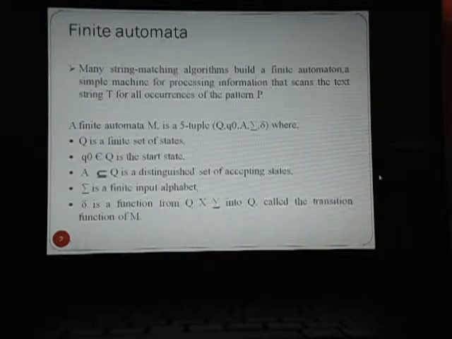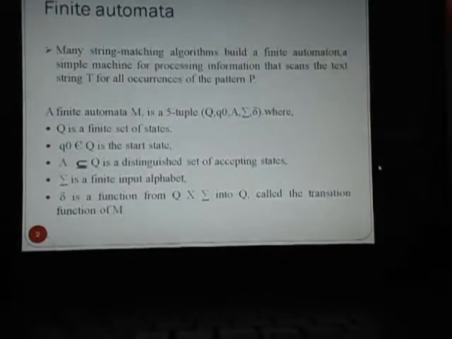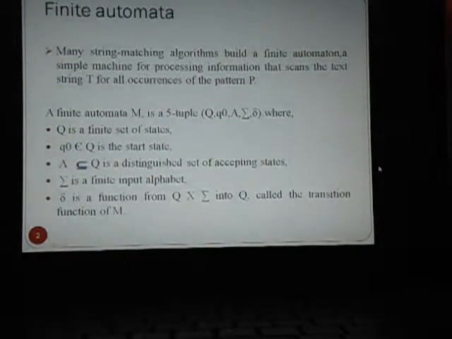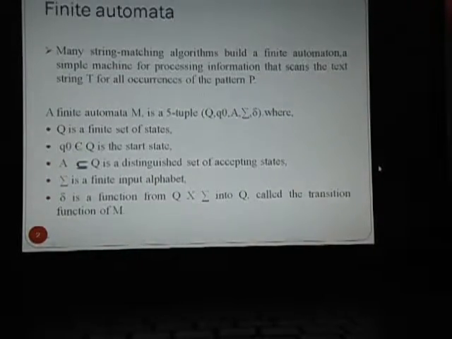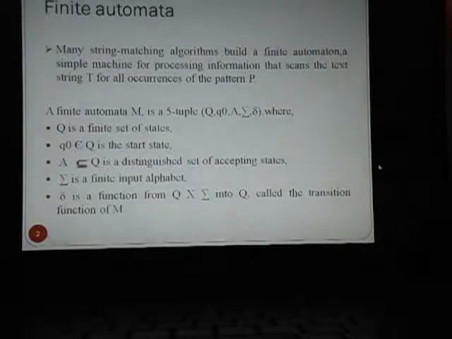Finite automata. Many string matching algorithms build a finite automaton, a simple machine for processing information, that scans the text string T for all the occurrences of the pattern P. These string matching automata are very efficient because they examine each text character exactly once, taking constant time per text character. The matching time used after pre-processing the pattern to build the automaton is therefore Theta of n. Now I will define what a finite automaton is.